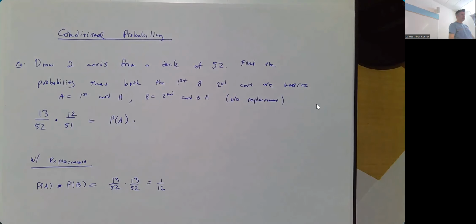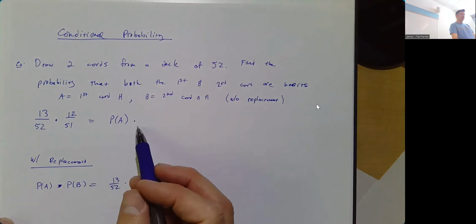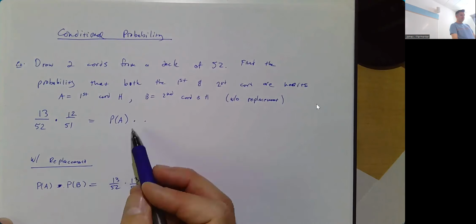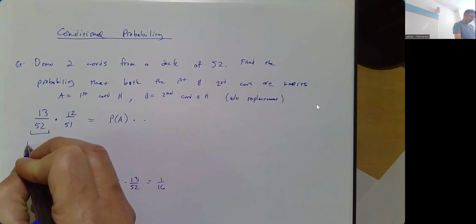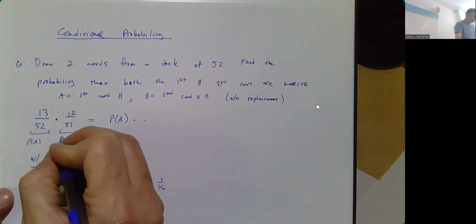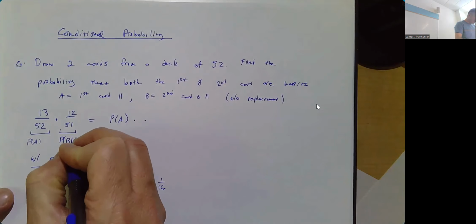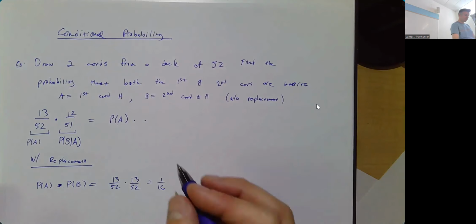Now here's the difference. I shouldn't be writing the probability of A times the probability of B up here. This is still P of A, but this is not P of B. That's not the probability of the second card as a heart. It's the probability of the second card as a heart, given that the first card was also a heart. Or in other words, it's the probability of B given that A has already happened. And that is a conditional probability.